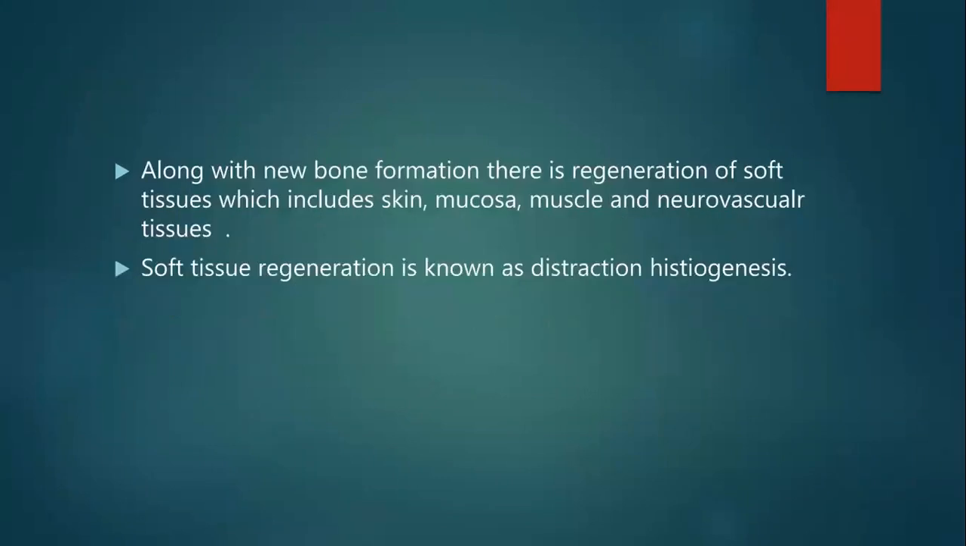So in this, along with new bone formation, there is a regeneration of soft tissue, which includes skin, mucosa, muscles, and new vascular tissue, which is the benefit of distraction osteogenesis. And the soft tissue regeneration is known as distraction histogenesis.